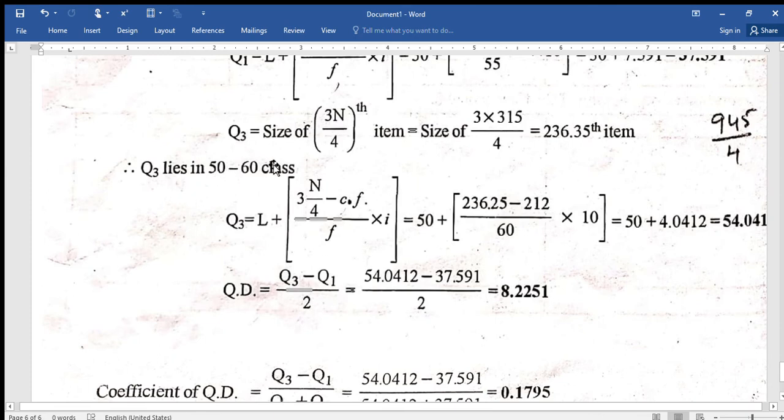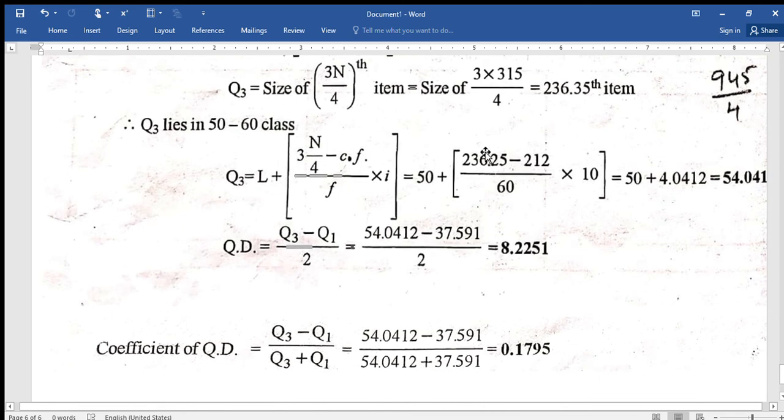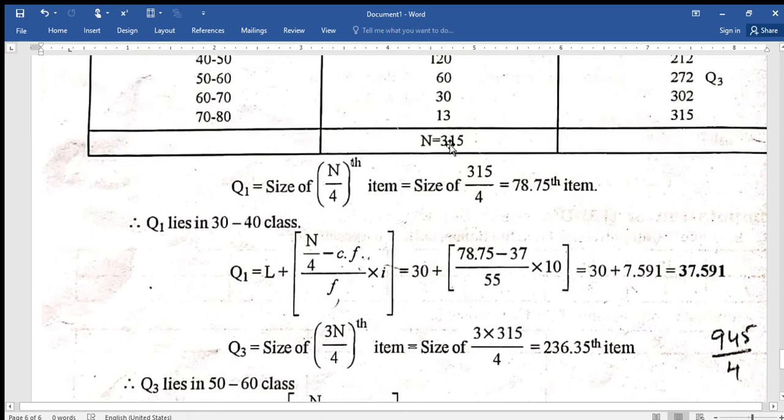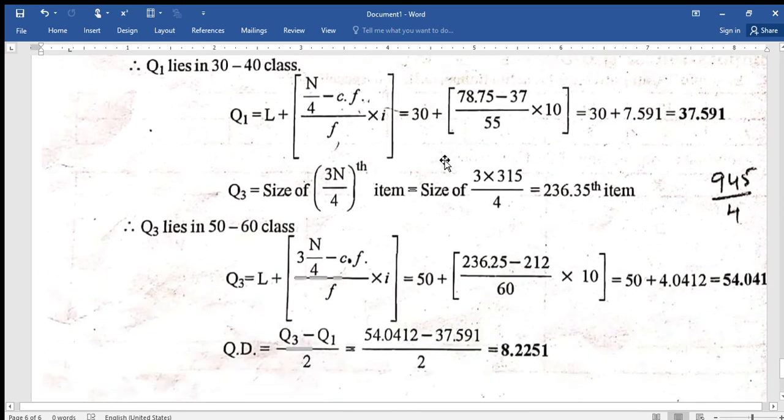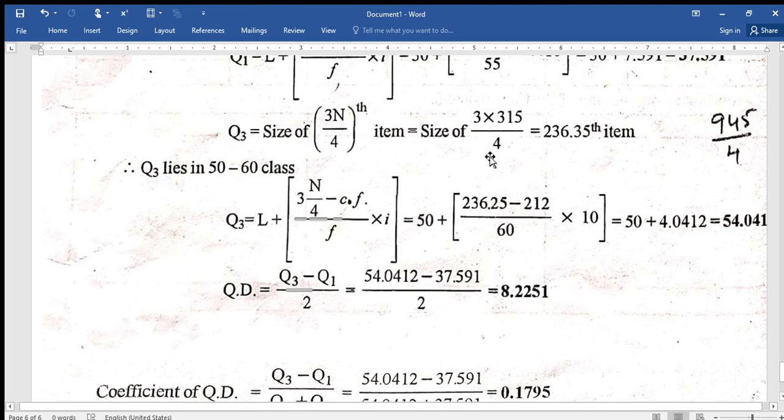The third quartile is equal to the size of 3 into n by 4th item. Size of 3 into 315 divided by 4. We know the value of n, that is 315. If we simplify this, that is 3 into 315, we get 945 divided by 4, so our answer will be 236.25th item, that is the third quartile. The third quartile lies in 50 to 60.